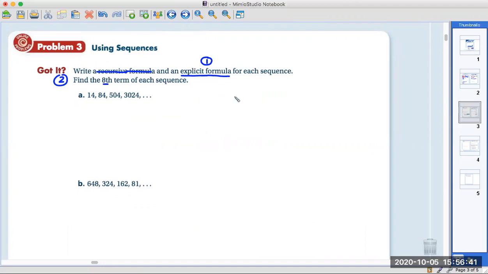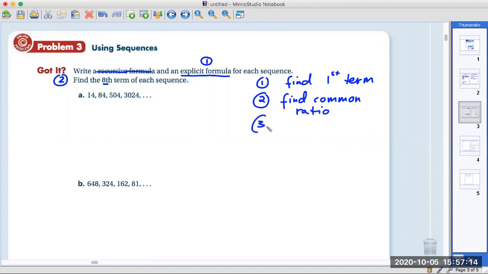So there's 2 items. So I'm going to make us notes over here. First, you're going to find the first term. Tell me if you'd like me to make bullets. That helps my students a lot. 2, find common ratio. Oh no, it's not the common difference, it's common ratio. 3, write explicit formula.